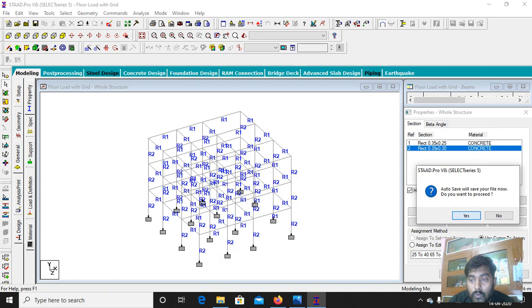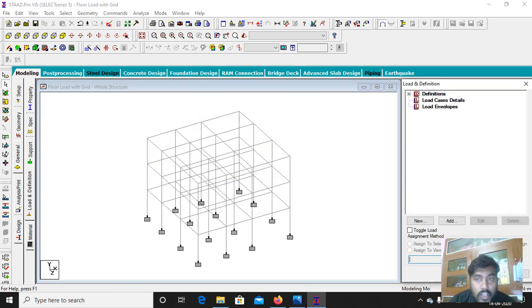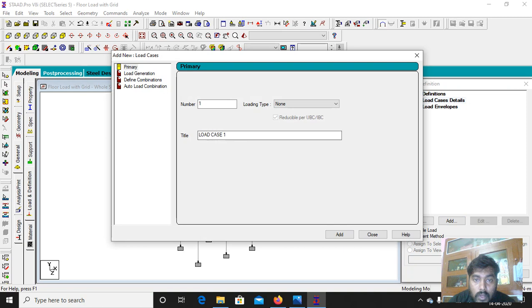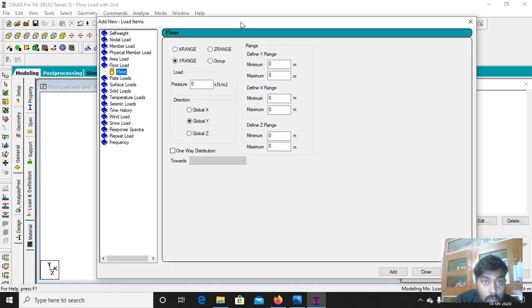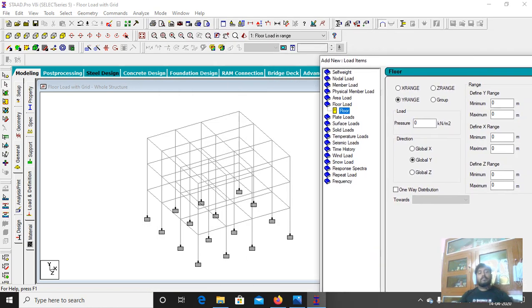So let us go for the loading. So load and definition, load case details, add, user load, no load case, so load in range. We are giving the load name, add. So in between that load we have to create the range. Okay, first, the floor load. Now listen very carefully, this is the next part. Now the floor load, what is the pressure coming? The floor load we have gotten is 3.75, and the value will be minus 3.75, as it is acting downwards due to gravity, in the downward y direction, so it is minus. Now coming to it, we are giving the global y direction.